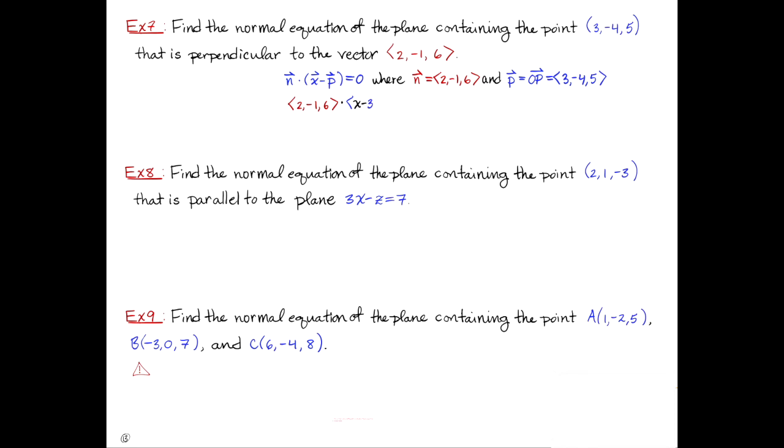Taking the dot product of our normal vector 2, negative 1, 6, with x minus x naught, 3, y minus a negative 4, and z minus 5, and that is equal to 0. Taking that dot product, we get 2 times x minus 3 minus 1 times y plus 4 plus 6 times z minus 5. And that's equal to 0. It's okay to stop here. You do not need to simplify this fully.